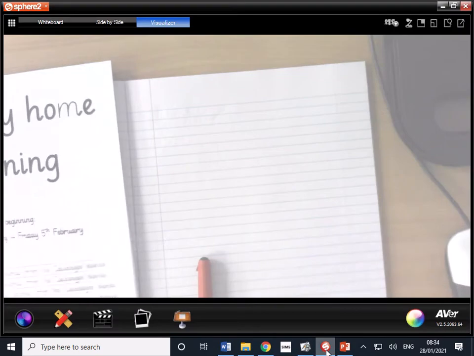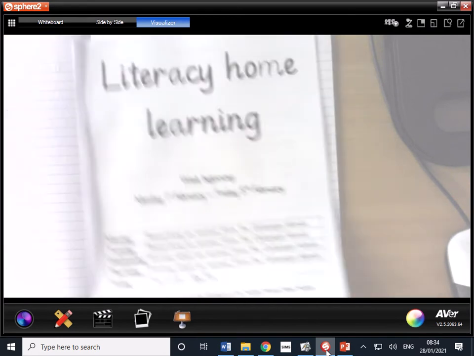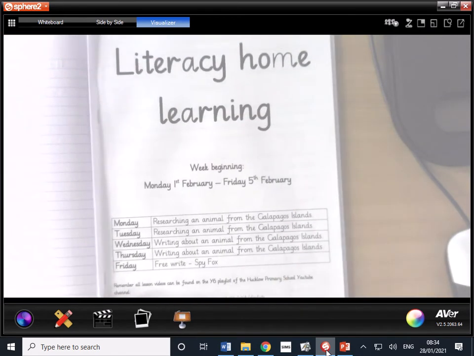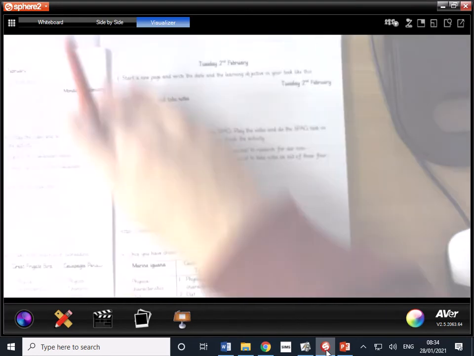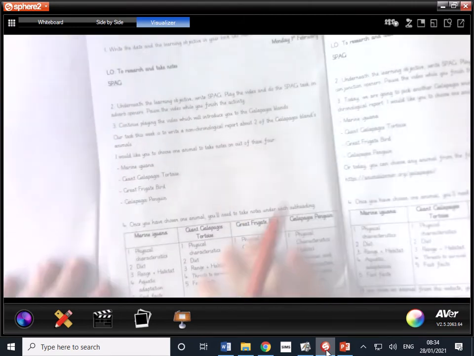So you need a couple of things before you start. I'm just going to switch to the visualizer. You need obviously your literacy book, and then you need your literacy home learning for the week beginning Monday the 1st of February. Okay, turn over. That's Tuesday's page, but Monday's on the other side. So Monday is the page that you need, and this is what you need to do first.